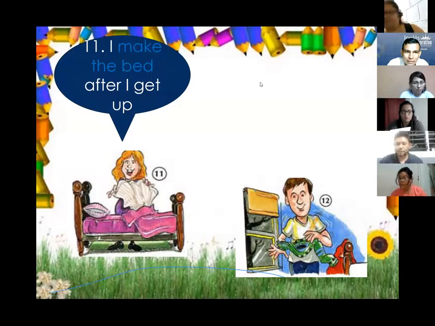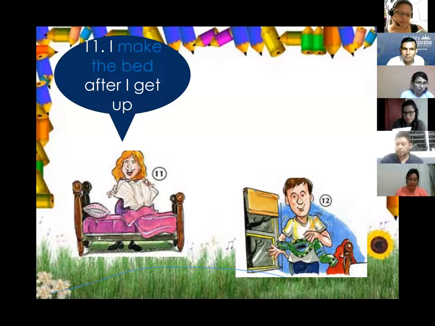I make the bed after I get up. Aquí estamos uniendo ya dos actividades con el linking word after, después de. Okay. O por ejemplo, ordeno la cama después que me levanto. I make the bed after I get up.